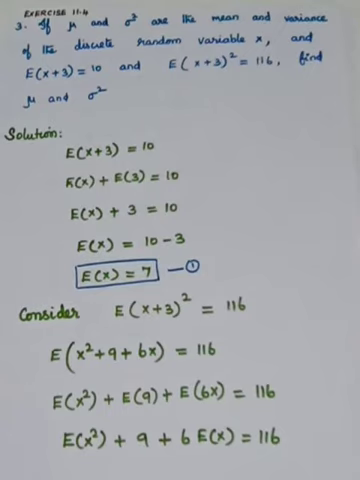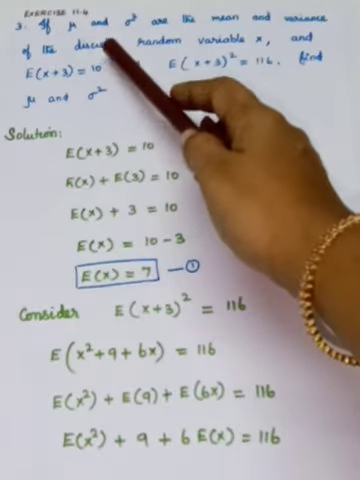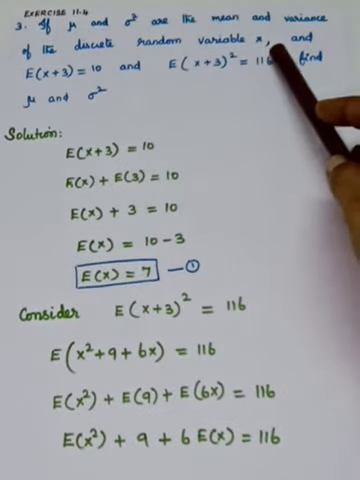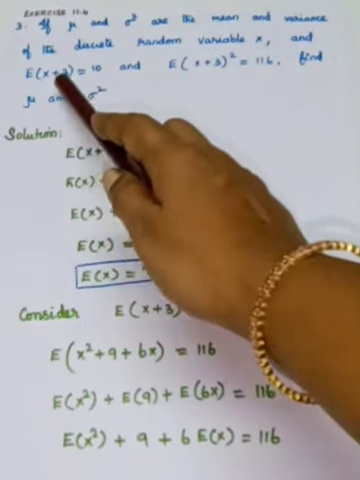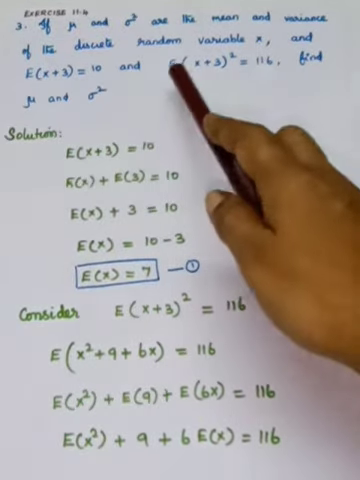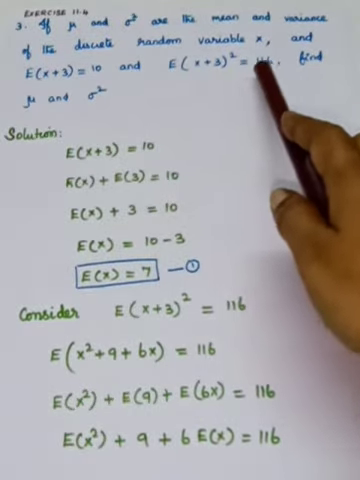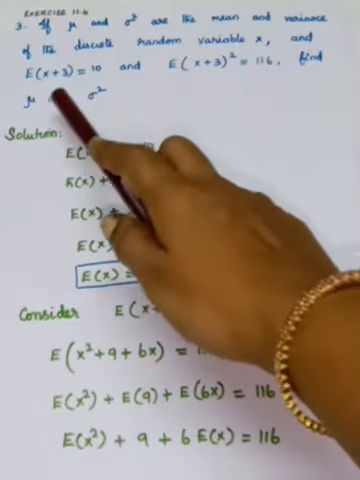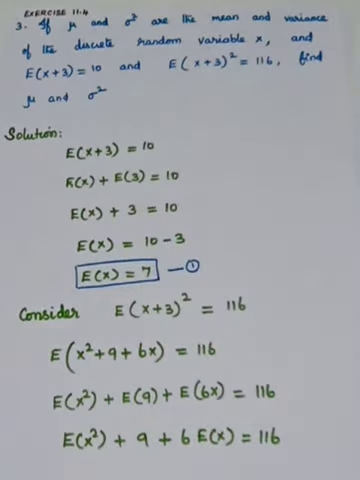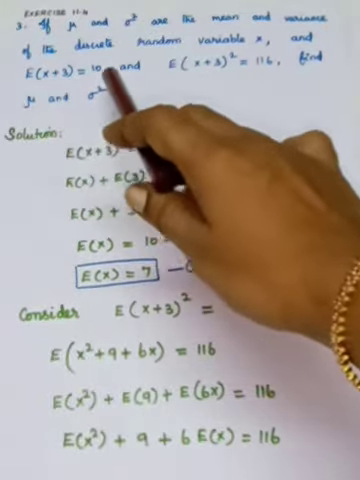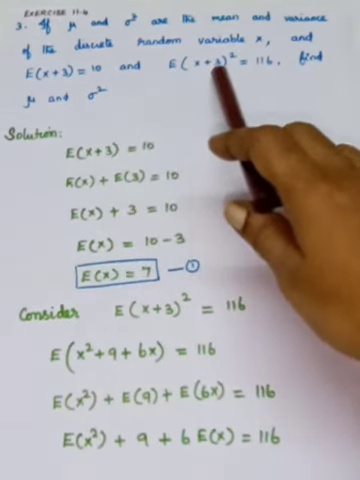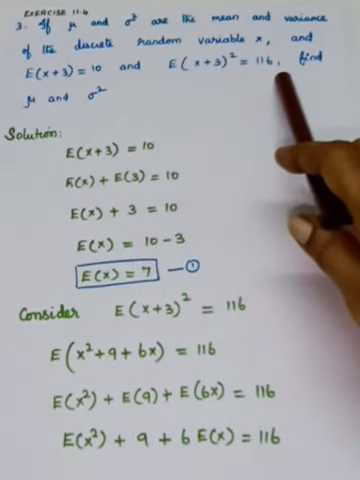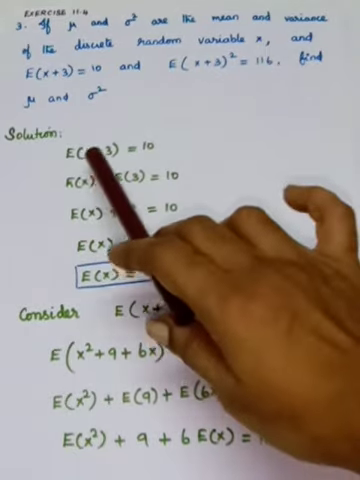If mu and sigma squared are the mean and variance of the discrete random variable x, and E of (x plus 3) is equal to 10 and E of (x plus 3) the whole squared is equal to 116, find mu and sigma squared. Okay, so the two results are given. E of (x plus 3) is equal to 10 and E of (x plus 3) the whole squared is equal to 116. Okay, so take the first result.